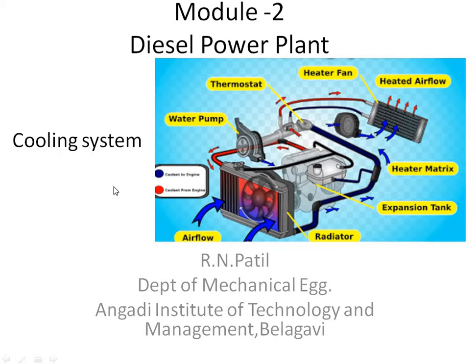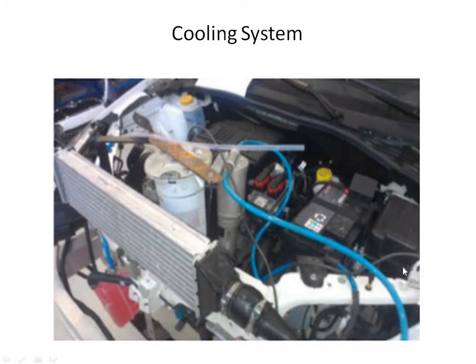So today in Module 2 in Energy Engineering, I will be discussing about the cooling system. What is a cooling system? In an internal combustion engine, the temperature of gases inside the engine cylinder may vary from 35 to 2750 degrees Celsius during the cycle.